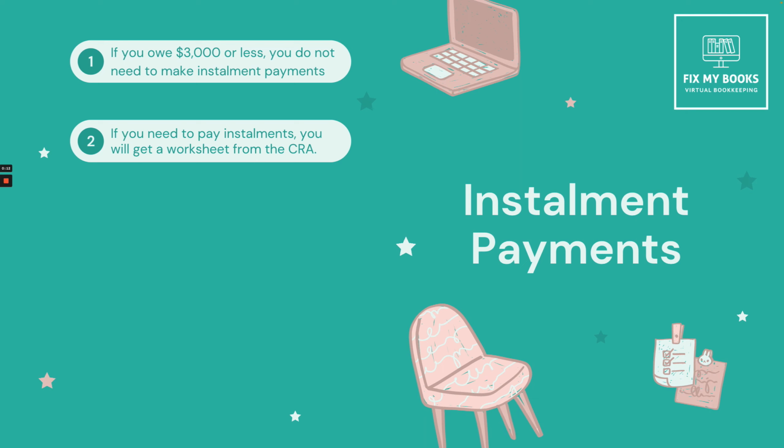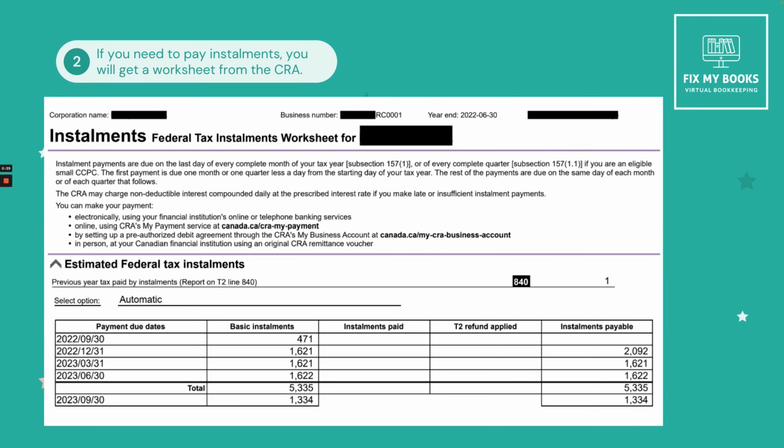So first things first, not everyone needs to make an installment payment. If you owe $3,000 or less, you do not need to make installment payments. Number two, if you do need to pay installment payments, you will get a worksheet from the CRA. The worksheet will look something like this. This is an actual real worksheet. I've just taken out all the details, and you can see here it says exactly when they want this payment to be made, how much you should pay them, etc. If you have your tax preparer or accountant, they should be providing this to you at the end of the year when you file your taxes to know how much you need to make installment payments for the next year.